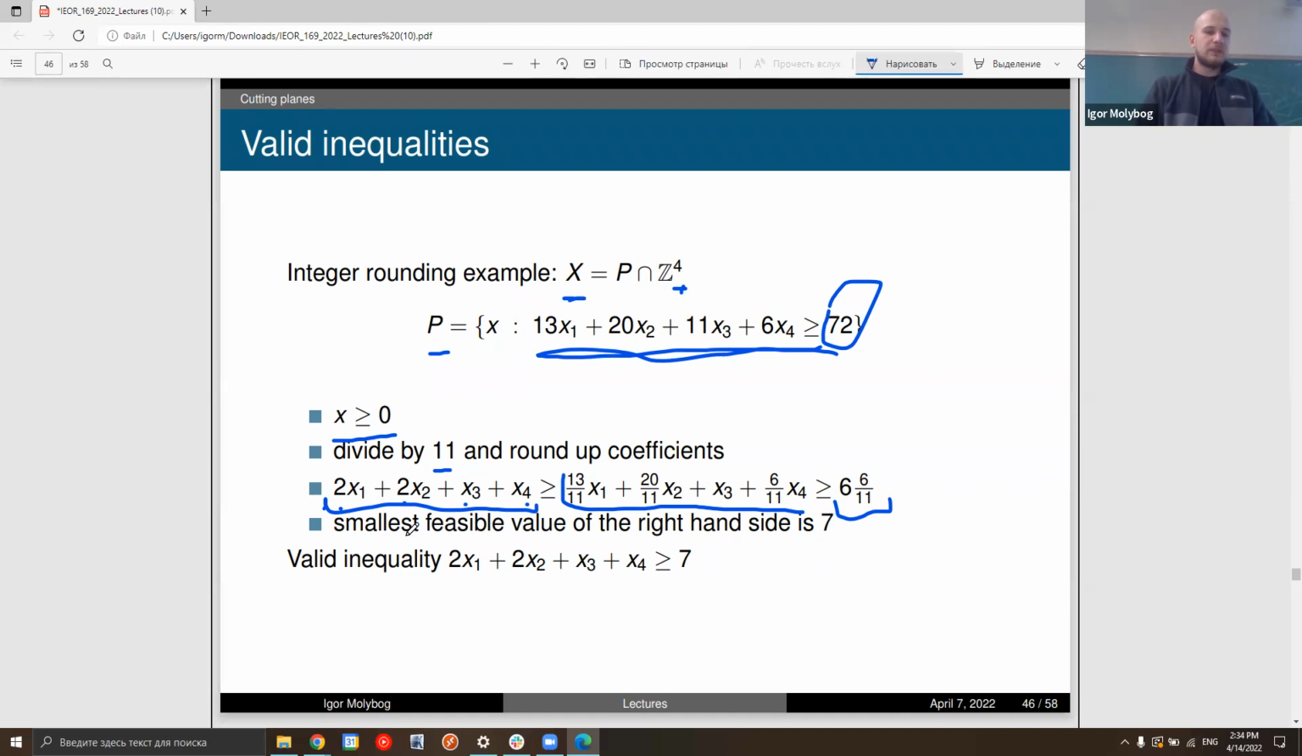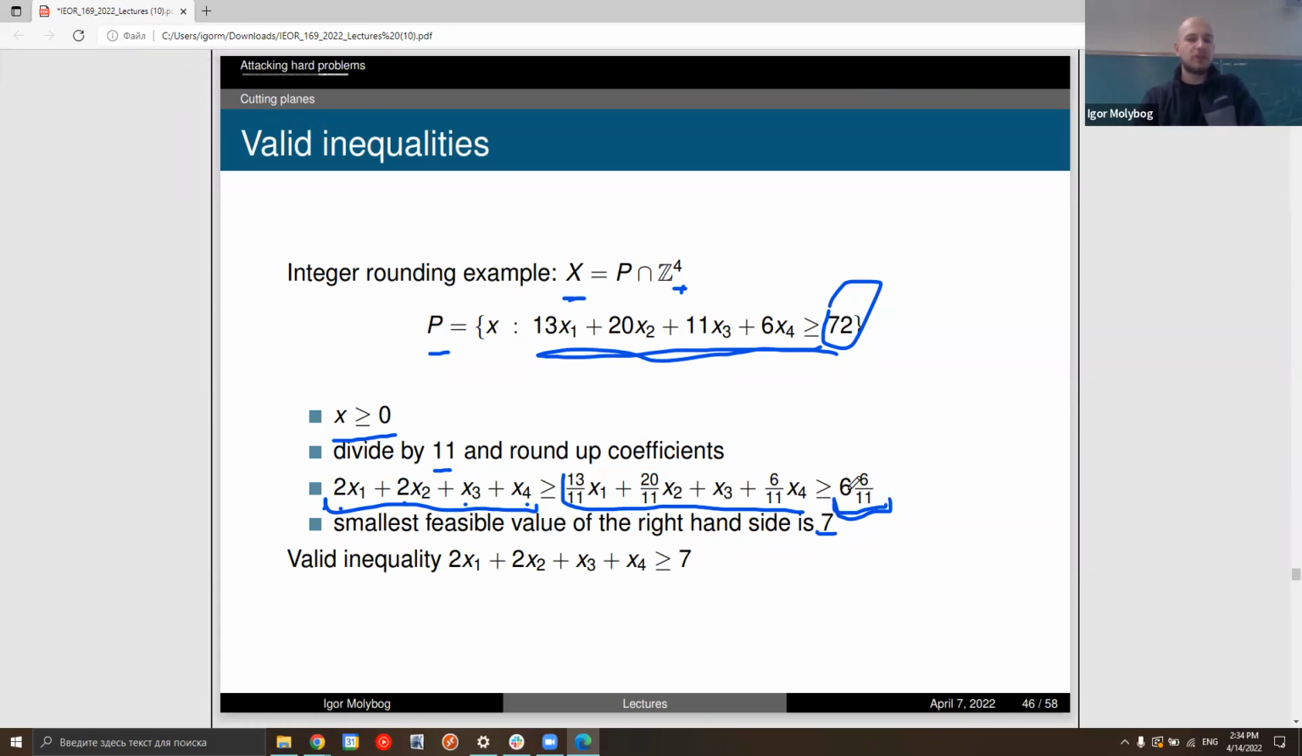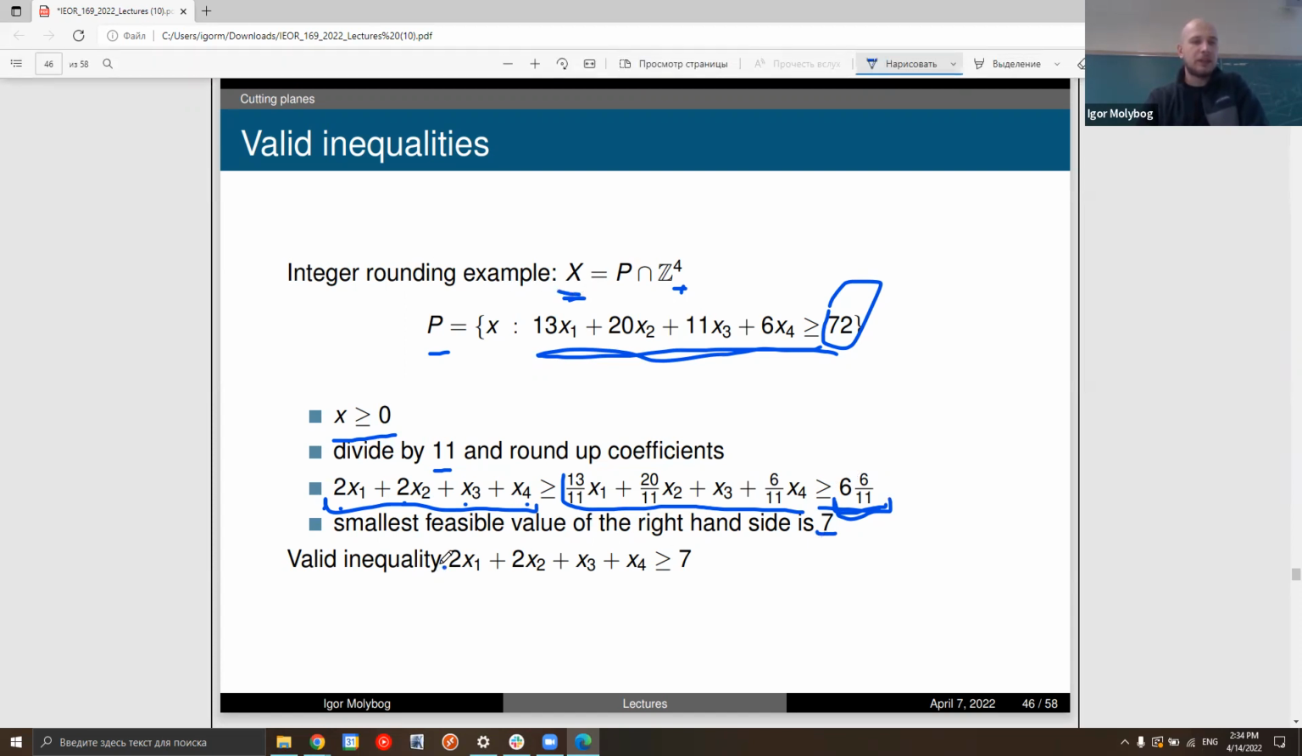And the smallest feasible value of the right hand side is 7, just because we cannot really get a fractional number, and a value of 6 is not reachable, because it would violate this inequality. Therefore, the left hand side's smallest feasible value is 7, and therefore the valid inequality for this set X is this inequality over here.